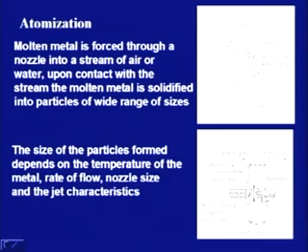Now, in this process, when the rotating consumable electrode and the non-consumable electrode are brought together, a current passes through these two electrodes and an arc is set up between the two electrodes.